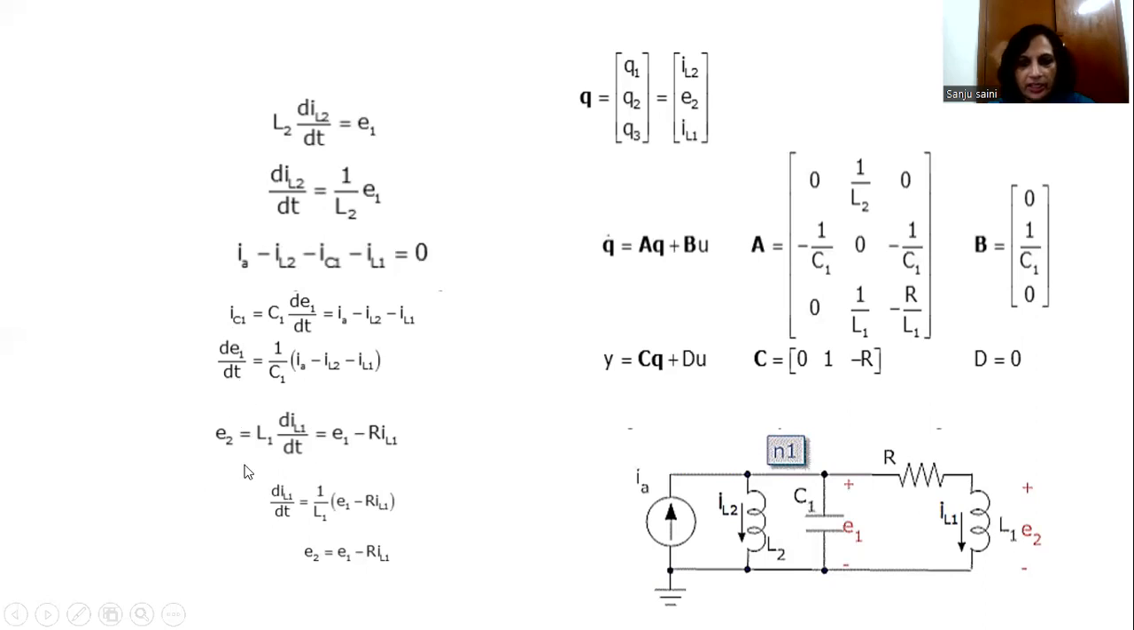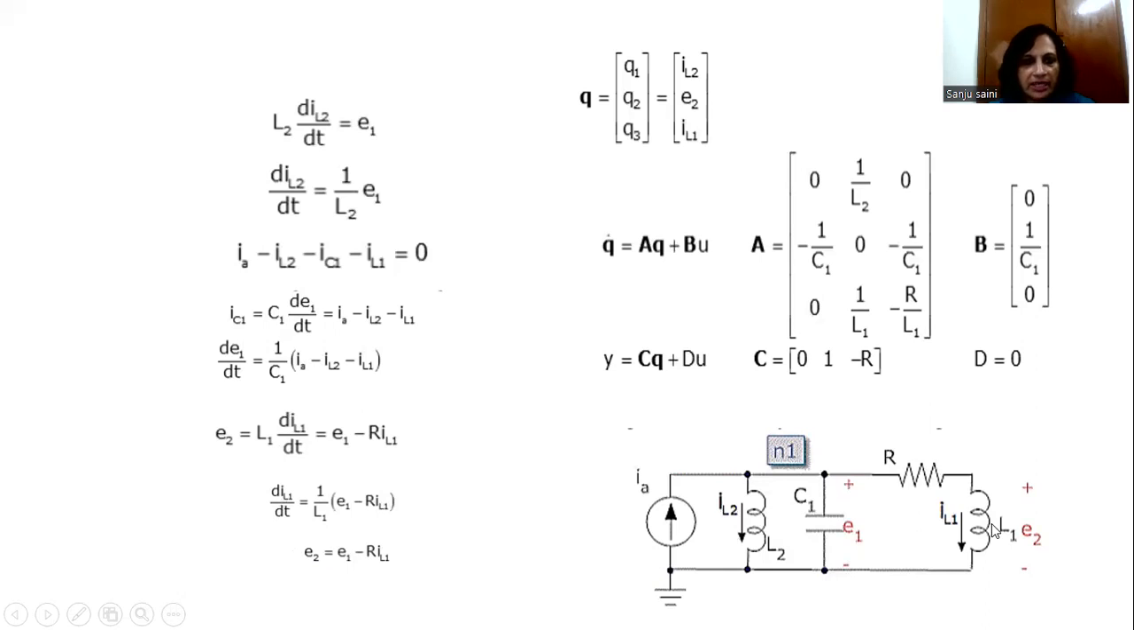Then the voltage across the inductor L2, E2, can be written as equal to L1 into dIL1 by dt. This is equal to E1 minus R IL1, as we have applied Kirchhoff's voltage law. Then keeping dIL1 by dt on one side, we get the equation. E2 is simply working as an output, so E2 is the output voltage.